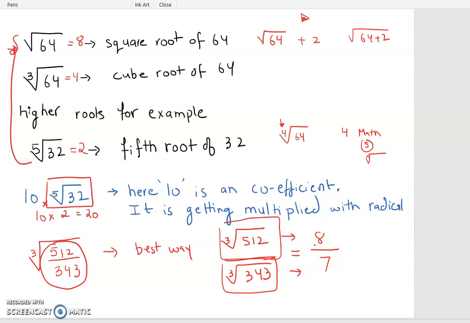Hopefully this helps you to be able to do the calculator part of the radicals. Again, if you have any questions, you're always welcome to ask me in class.